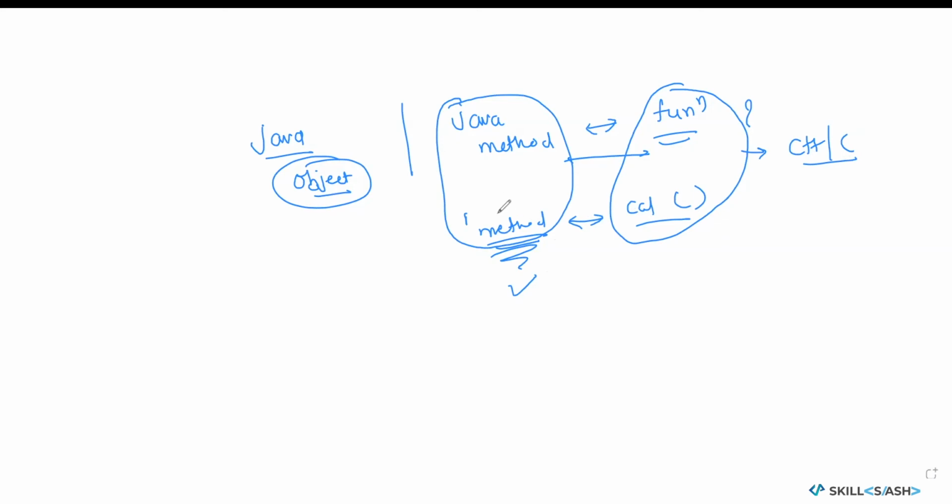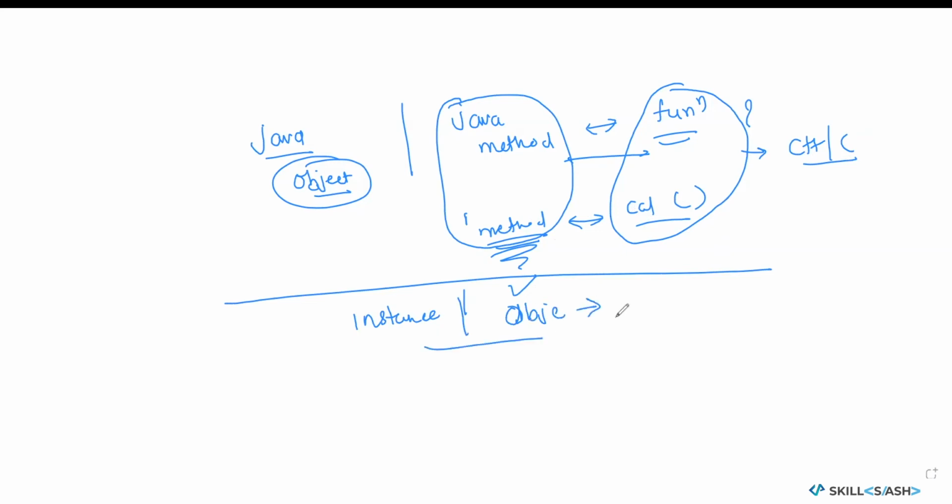And in the same way, when I say instance of a class, or an object of a class, they are used interchangeably. But which one to use? What should be the right nomenclature? The right nomenclature is object.